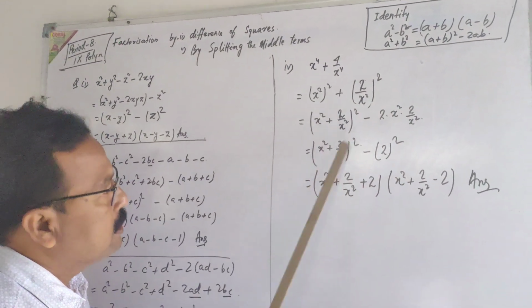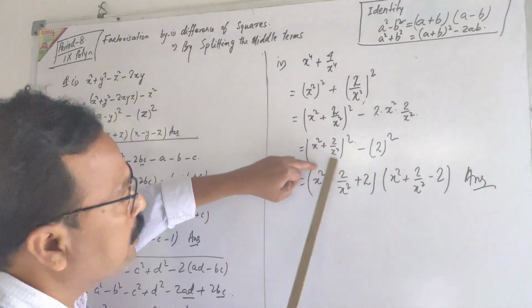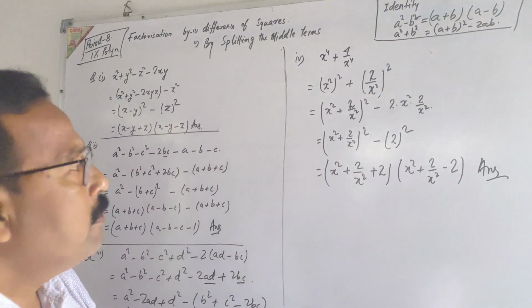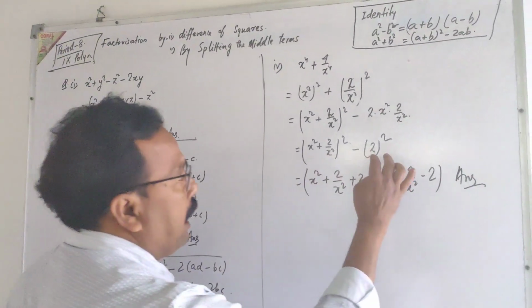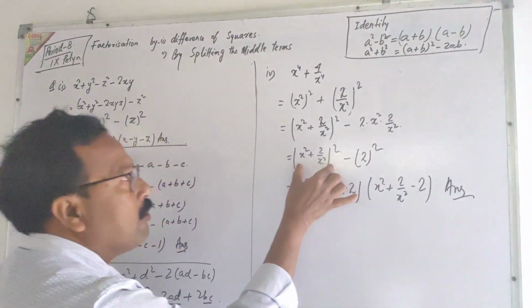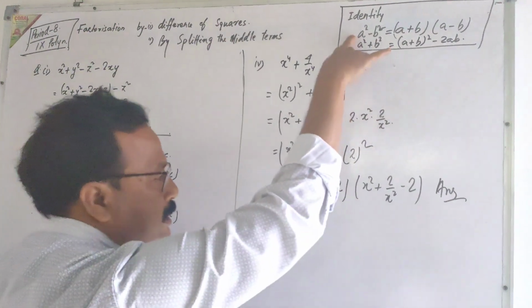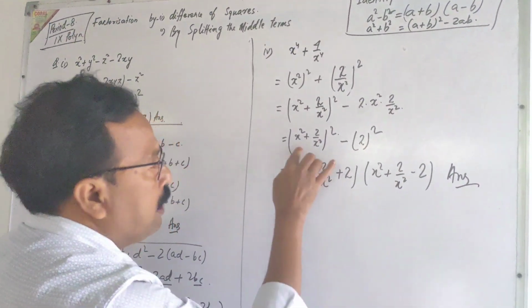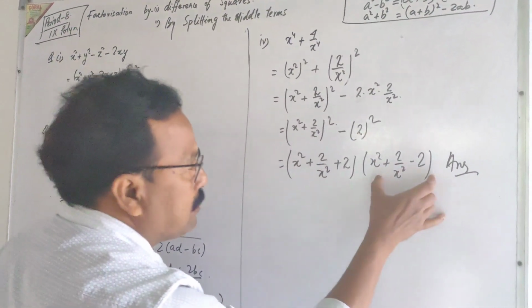So this whole bracket has been taken as one term, and this is a square and this one is b square. Here it is also of the form of the first formula, a square minus b square. We have added these two and subtracted.